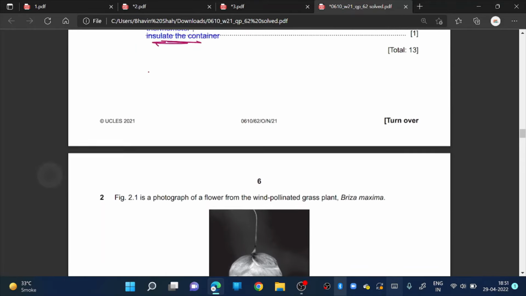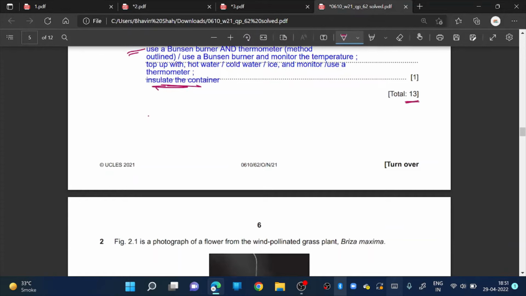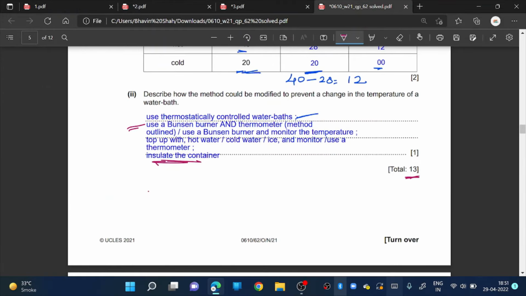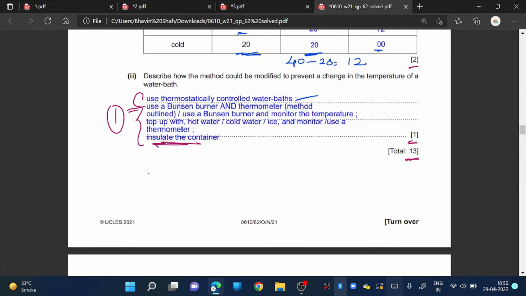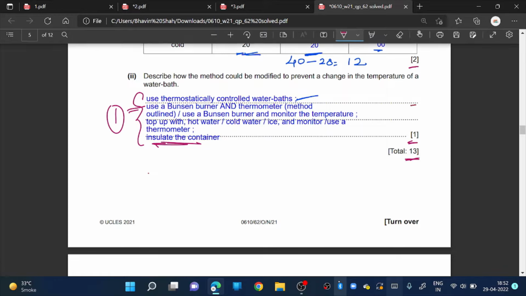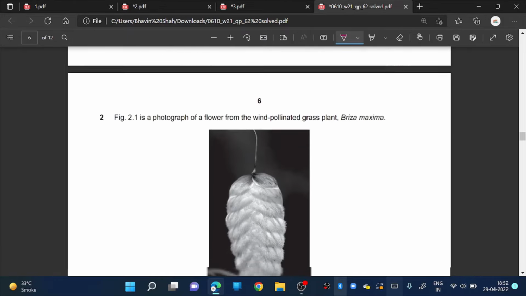Now, that was the end of the first question. The first question was 13 marks. Each question has its marks at the end. You have a look at the marks and then write the answers accordingly. Here, as you can see, this question is only for 1 mark. You need to write any one of the points provided. You need not write all the points provided, even though 3 lines are provided for this question.